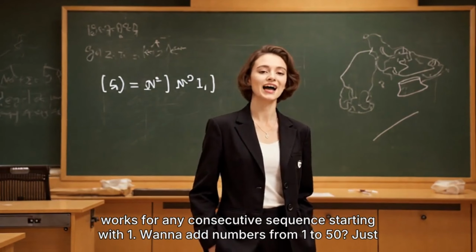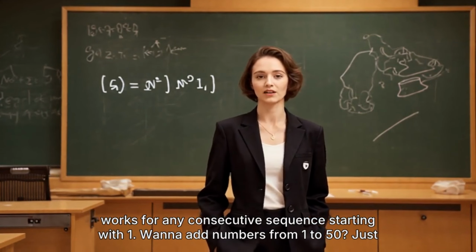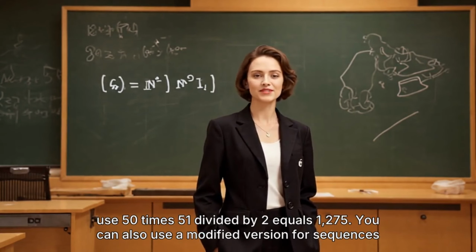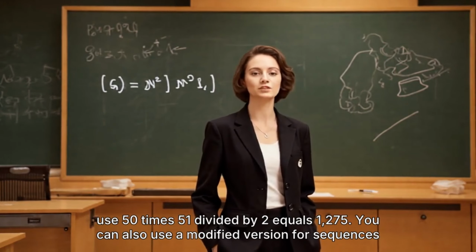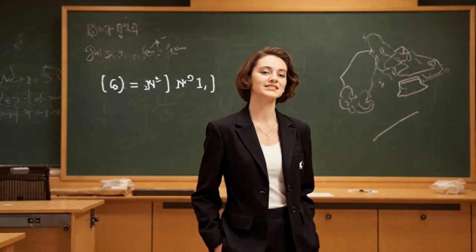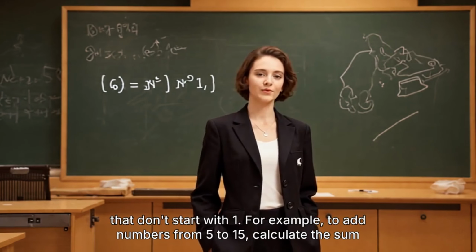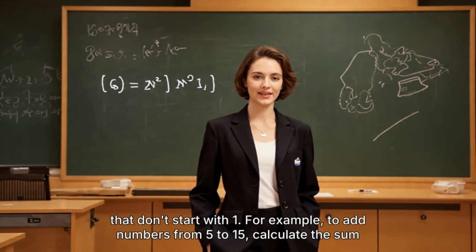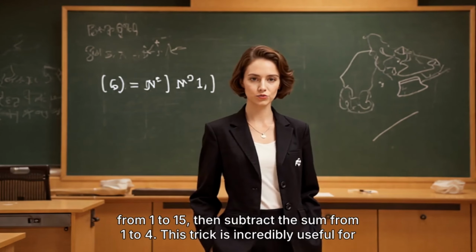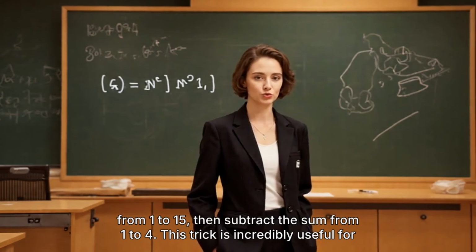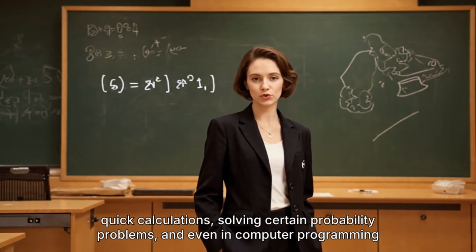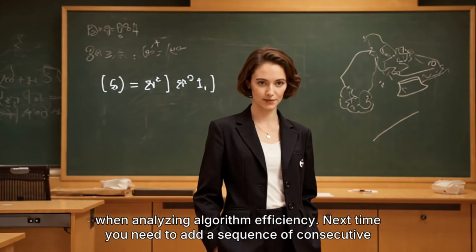This formula works for any consecutive sequence starting with 1. Want to add numbers from 1 to 50? Just use 50 times 51 divided by 2 equals 1,275. You can also use a modified version for sequences that don't start with 1. For example, to add numbers from 5 to 15, calculate the sum from 1 to 15, then subtract the sum from 1 to 4. This trick is incredibly useful for quick calculations, solving certain probability problems, and even in computer programming when analyzing algorithm efficiency.